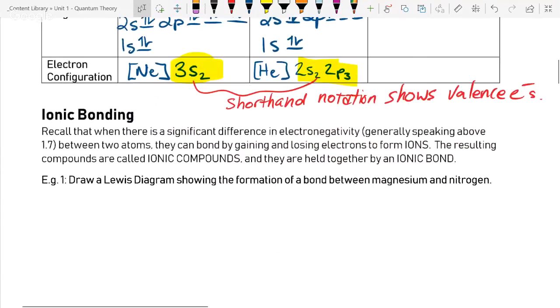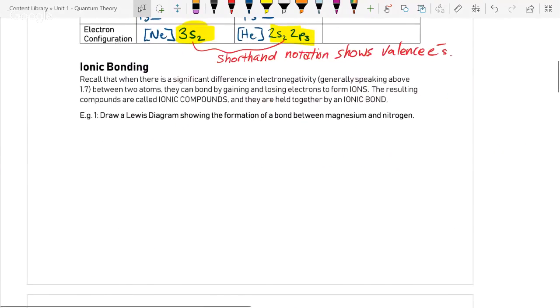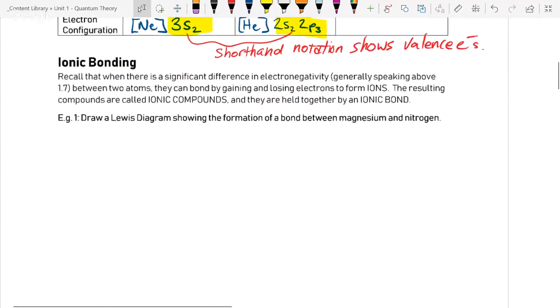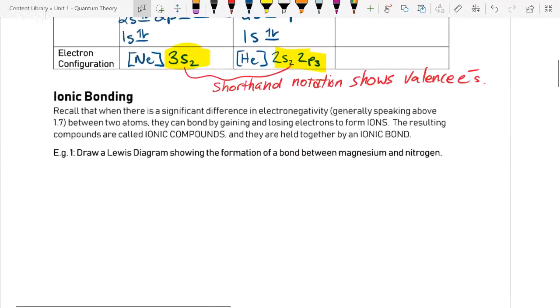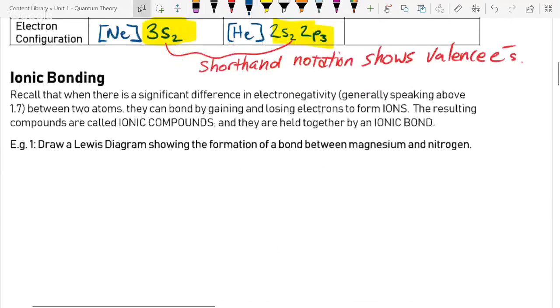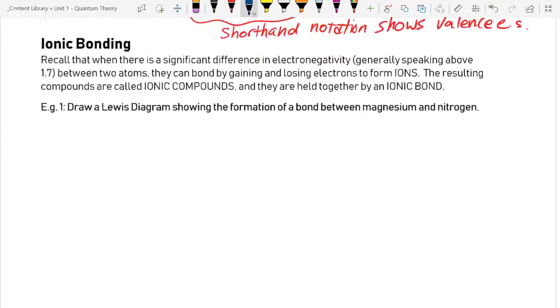All right, and with this in mind, we can look at different types of bonding. So we know that if there's a large difference in electronegativity between two things, they will form bonds by doing what? Typically, this is metals and nonmetals. Yeah, giving and taking electrons. What kind of bond do we call that? Ionic bonding, good.